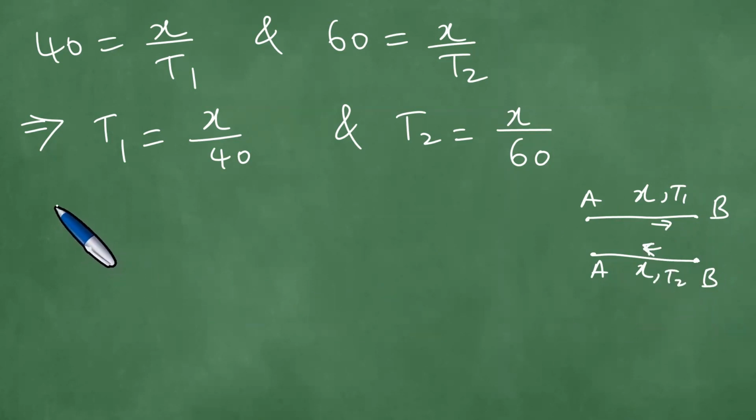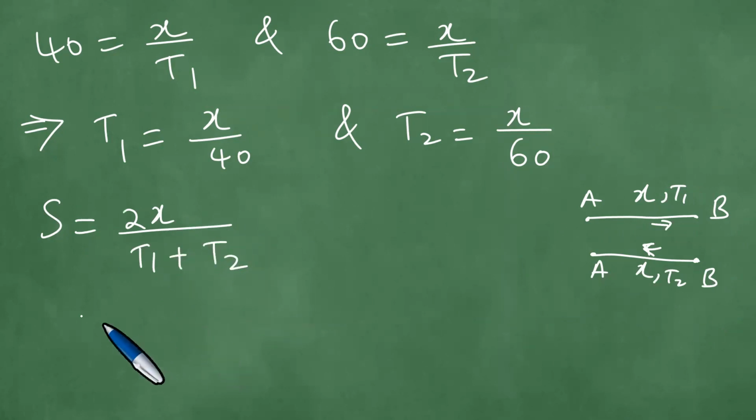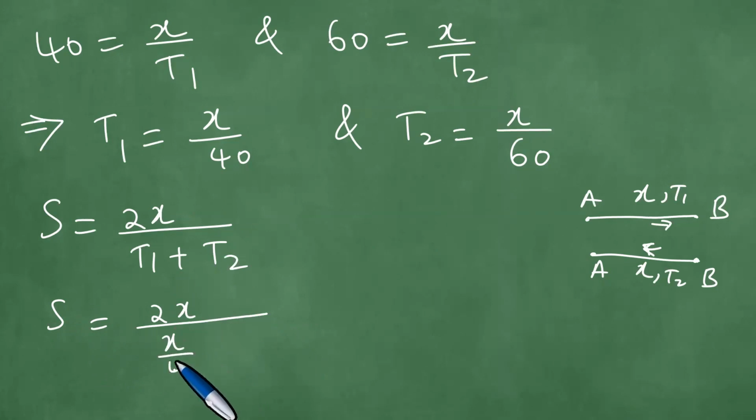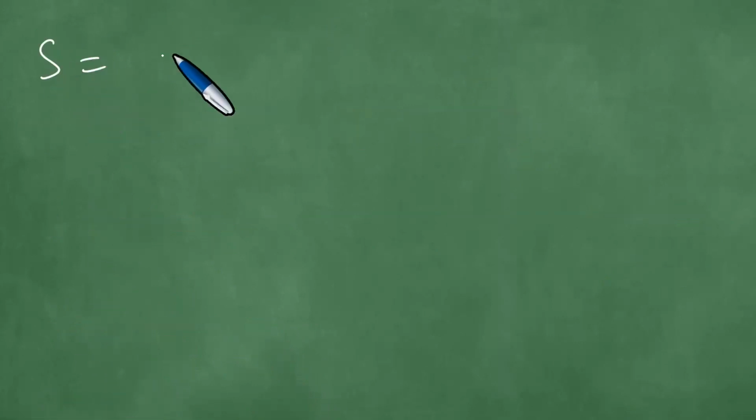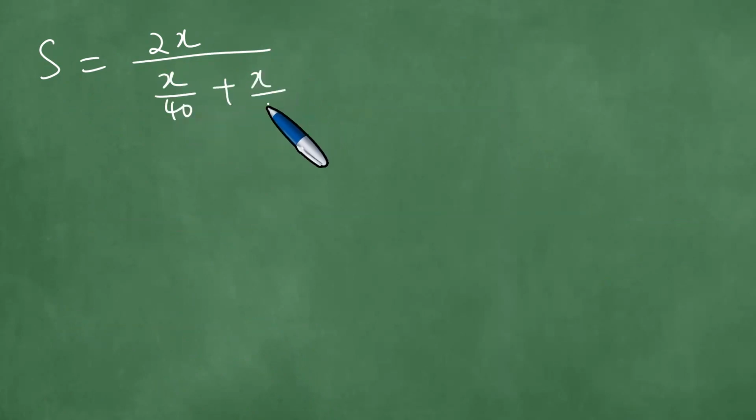Right, meaning that the average speed from A to B and back will be the total distance, which is X plus X, which is exactly twice X, divided by time 1 plus time 2. And this means twice X can be divided by, what is time 1? It is X out of 40 plus X out of 60. Okay, so which means S is twice X divided by X on 40 plus X on 60.